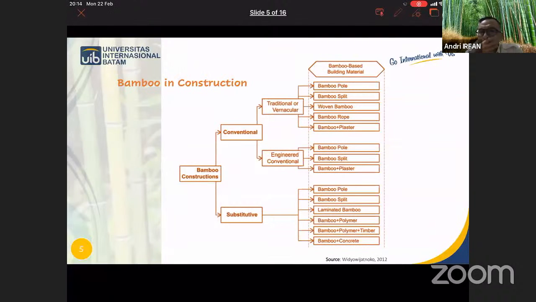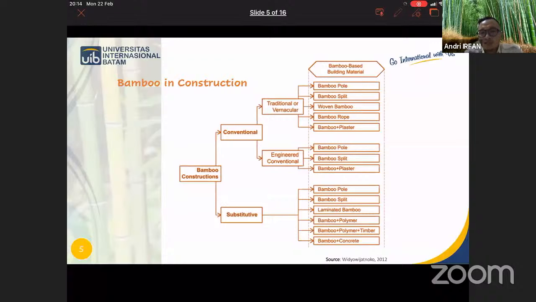On the other hand, when bamboo is utilized to replace other material, this bamboo construction will be classified as substitutive bamboo construction. The best examples of bamboo substituting for other material are laminated bamboo and bamboo in concrete reinforcement. I think in civil engineering, bamboo for concrete reinforcement is very familiar. And then laminated bamboo can actually replace wood construction. Bamboo is also utilized to replace steel rebars as concrete reinforcement.